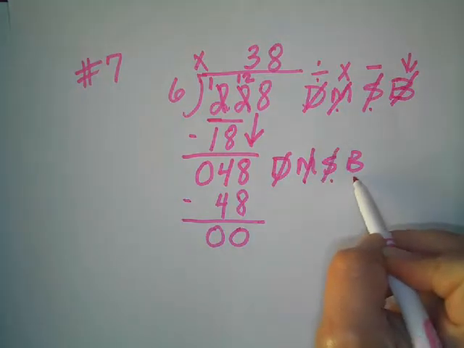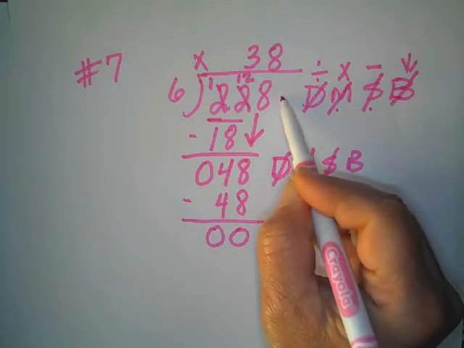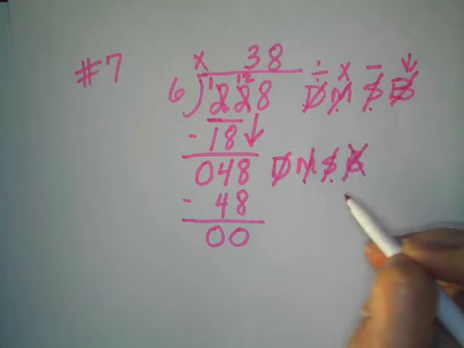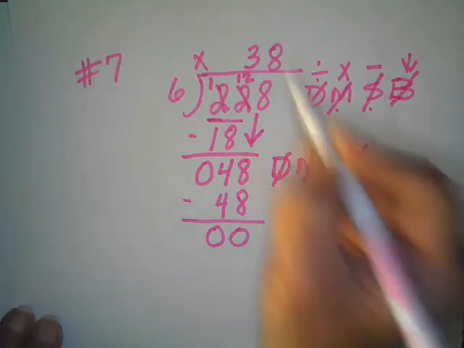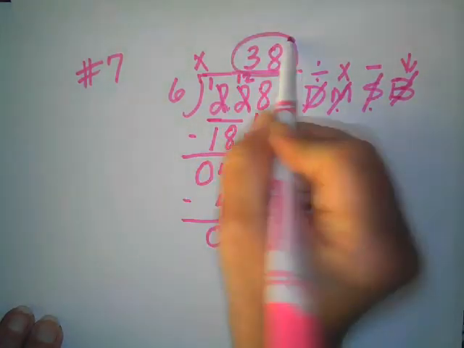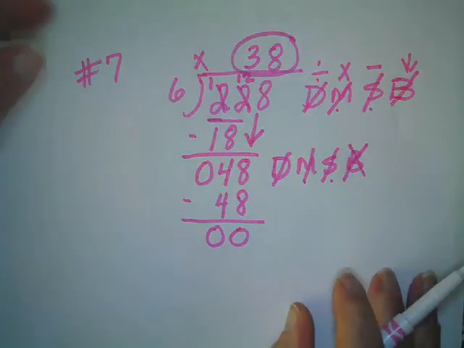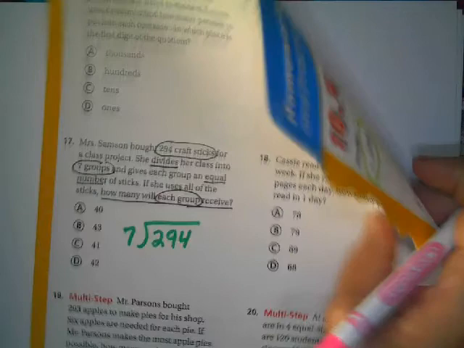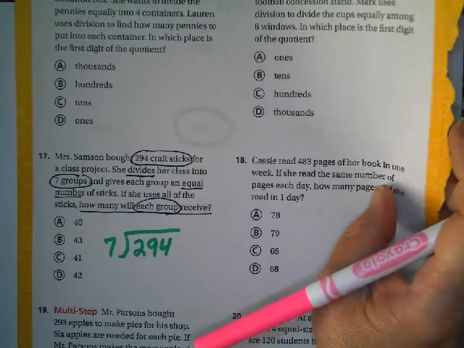And our next step is to bring down, but we don't have any more numbers to bring down, so that is it for our problem. And the answer to number 7 is 38. All right, let's look at one more problem. And we're going to look at the word problems on the back.